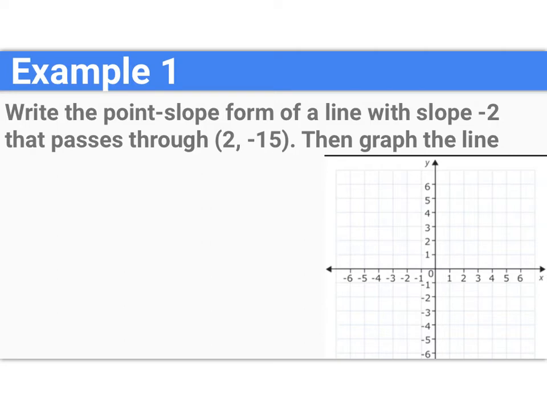So write the point slope form of a line with the slope of -2 that passes through (2, -15). And then graph the line. So I am not going to start with the graph because we're at -15 and I just don't have -15 to go over to. And that would, to get up to 6, it would be a lot of triangles here. So let's use y minus -15 equals the slope times x minus the x point.